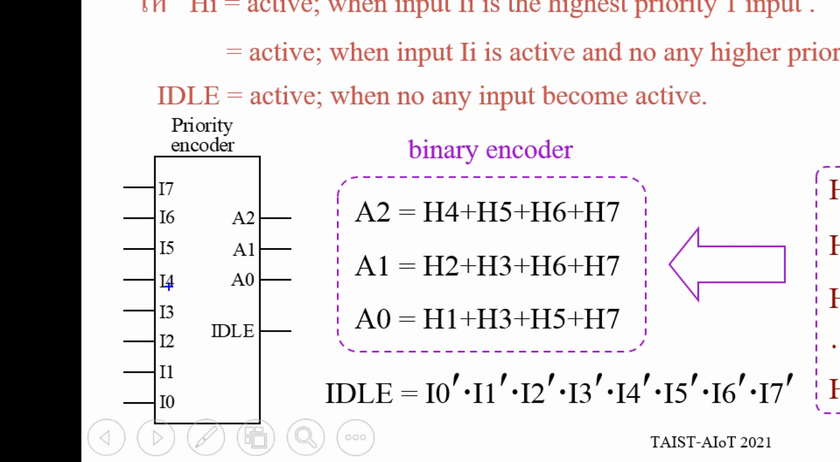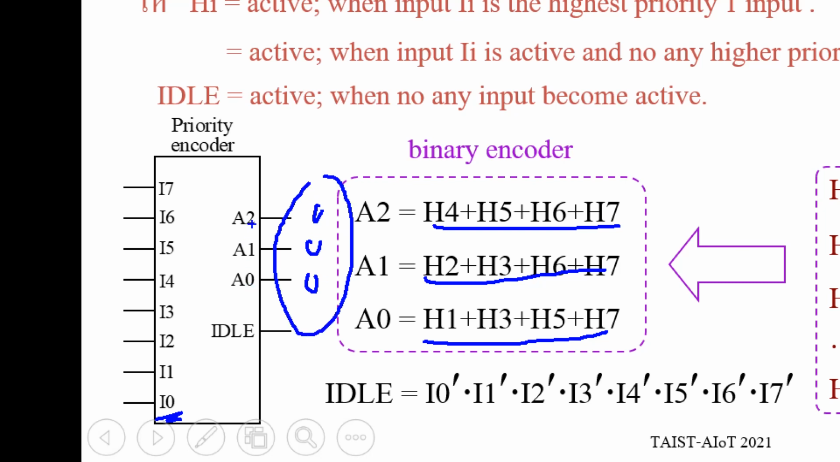And now what happens if only I0 is active? The output will show 0, 0, 0, right? But what happens if no input is active? The output will be 0, 0, 0 also, based on this equation. So the output becomes 0, 0, 0. That means when you see the output A2, A1, A0 is 0, 0, 0, the input condition may be that no input bit is active or only I0 is active.